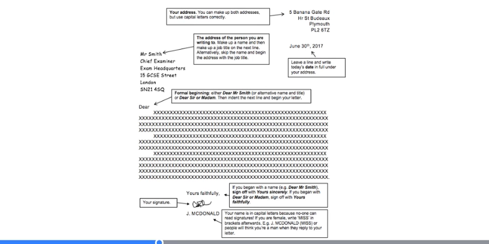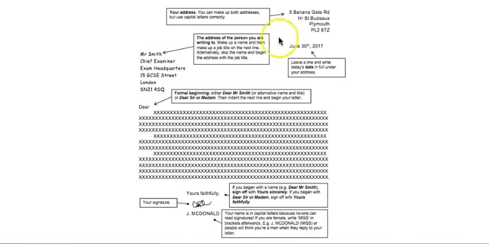The first thing is, when you're writing a letter, you need two addresses. You need your address on the right-hand side, so here we see my address, and then you need the address of the person that you're writing to here on the left hand side.